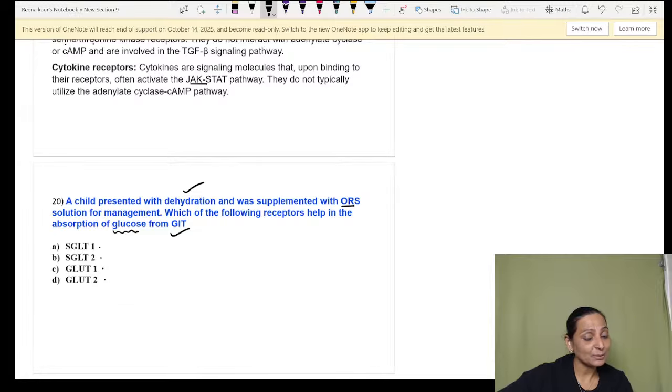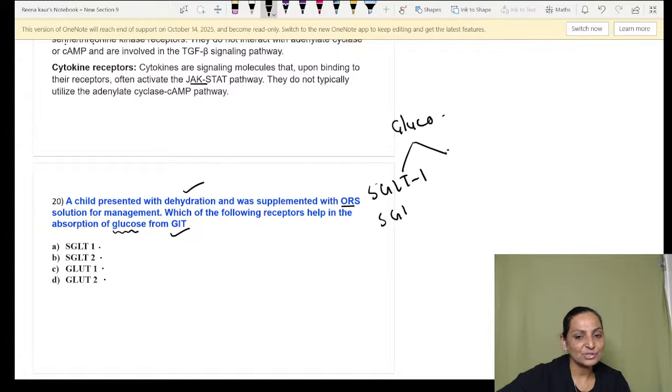And what are we speaking about? Kidney, or are we speaking about GIT? That is also very important. Now see, glucose reabsorption includes SGLT1 and SGLT2, also GLUTs. Various GLUTs are there. Out of SGLT1 and 2, 1 is present in GIT, and therefore the correct answer over here becomes 1. 2 is present in the PCT, that is the proximal convoluted tubule of the kidney.